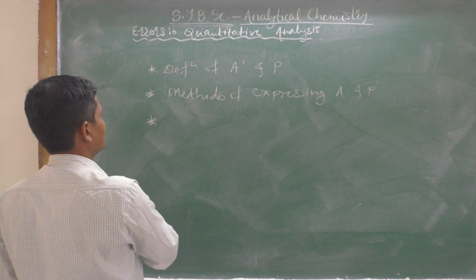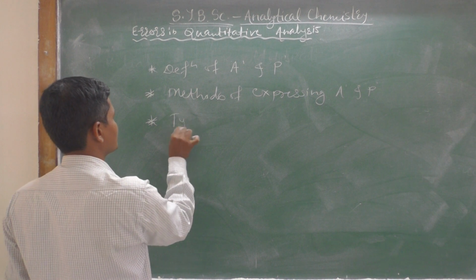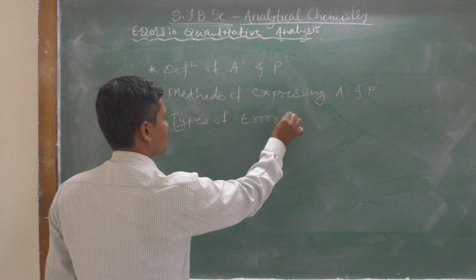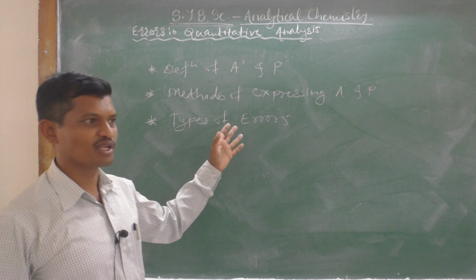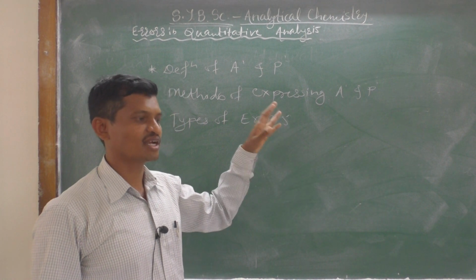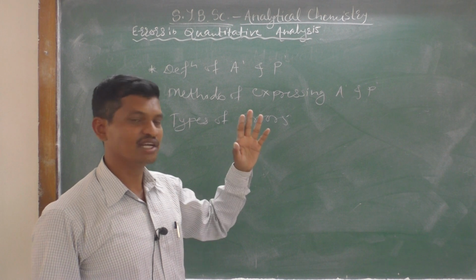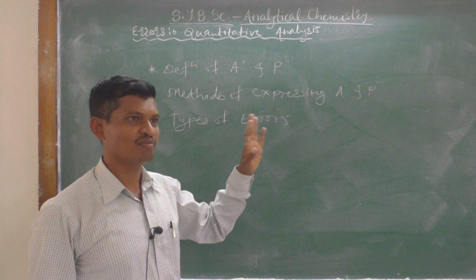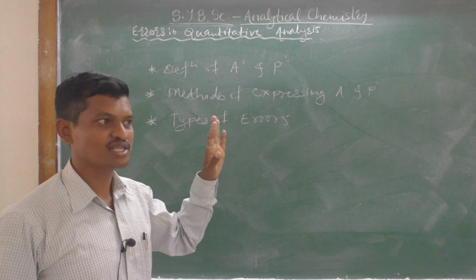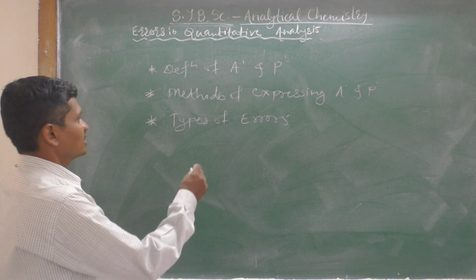Then the next topic was types of errors. There are mainly 2 types of errors, determinate and indeterminate errors. Determinate errors are again of 5 to 6 types, but indeterminate errors have only one type, that is indeterminate or non-systematic errors. They are also called random errors, accidental errors, etc.